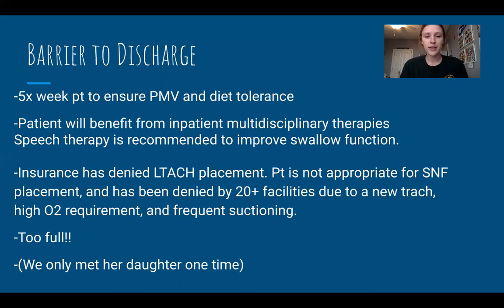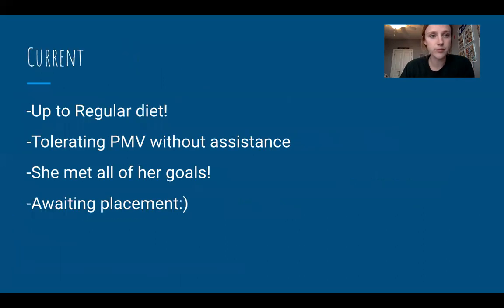And we only met her daughter one time, because I just want to point that out, because especially with discharge, family members are always wanting to know, when can my loved one get out of the hospital? And we only met her daughter one time. We don't collaborate a ton with family members. That's something more that social work and the care coordinator will do, talk to that daughter, because she was obviously trying to be an advocate for her mom to get her out of there.